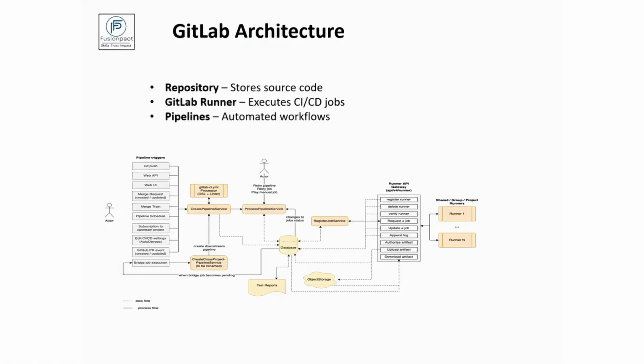GitLab architecture. The repository stores the source code. Pipelines are for the automation workflow. The GitLab runner executes the CI/CD jobs.